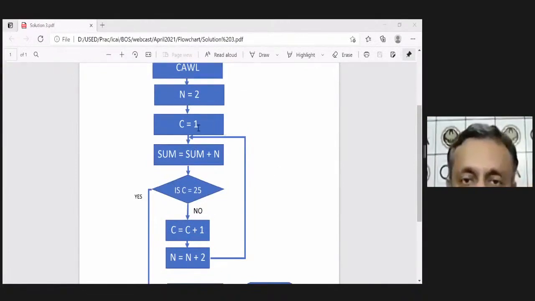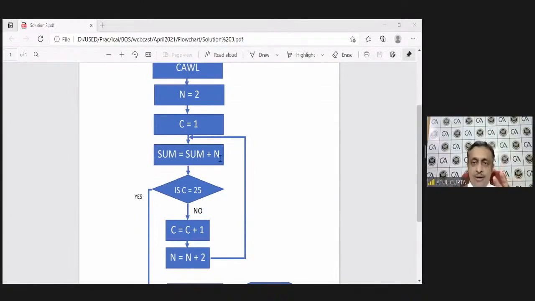First number is 2, count is 1. So sum is equal to sum plus n. So value of sum now becomes 2. Is C 4? No. So make count 2. N has been increased by 2. So now n is 4, sum is 2. Go up. Sum is sum plus n. So sum is 2, n is 4. New value of sum is 6.